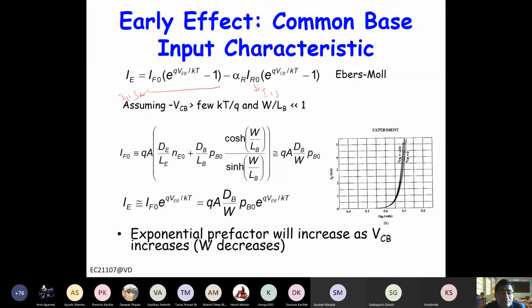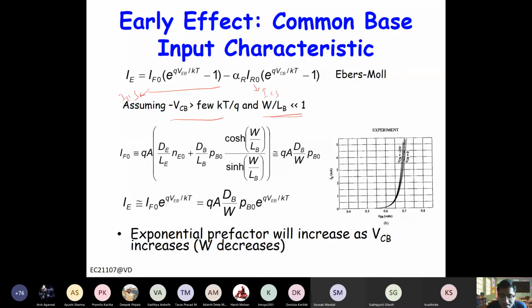Now, if the base collector junction is fairly reverse biased, and the width of the base is much less than the diffusion length of the minority carriers, holes here.